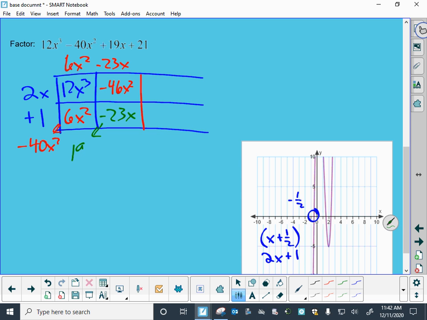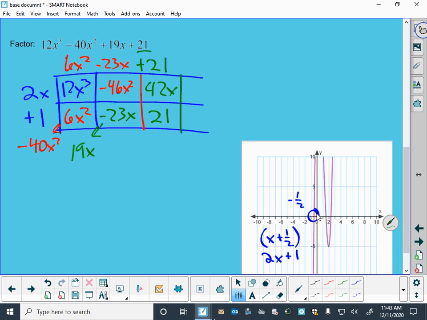So these are supposed to add up to positive 19x. And if that's going to add up to a positive 19x, then I would have to be 23 plus 19 is 42, and that would have to be a 42x. 42 minus 23 should be 19, which would make this a plus 21. And that would make this a plus 21, which it was supposed to.